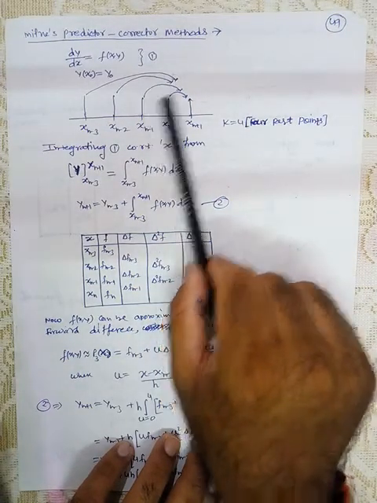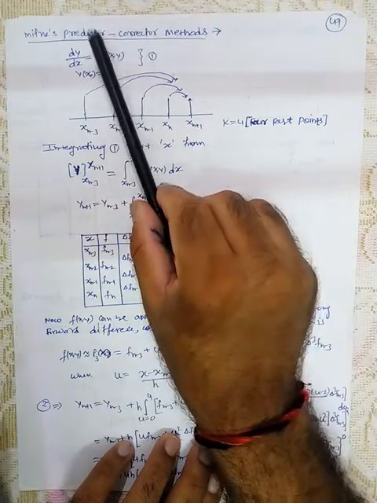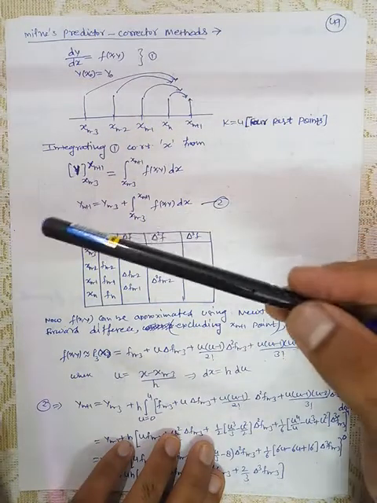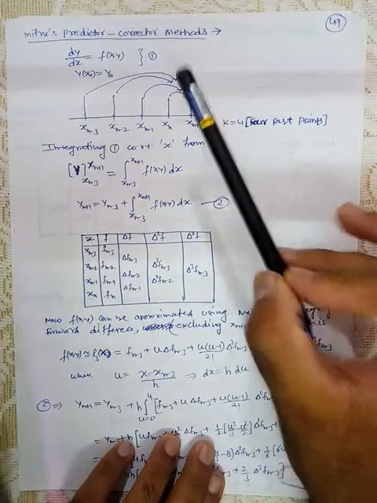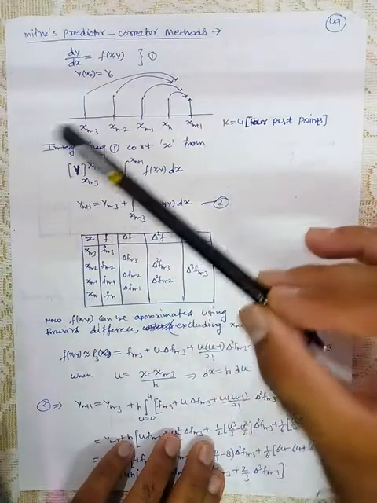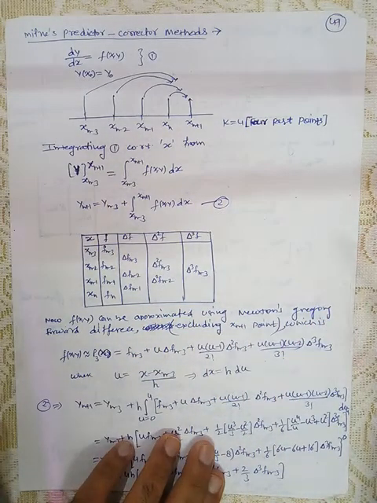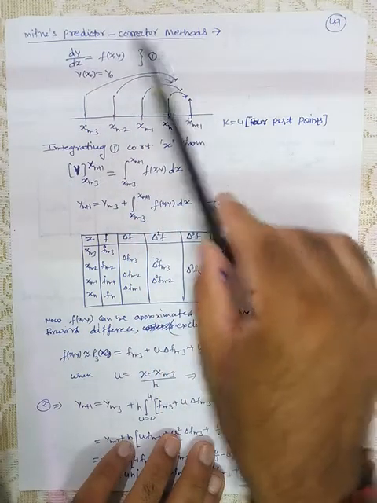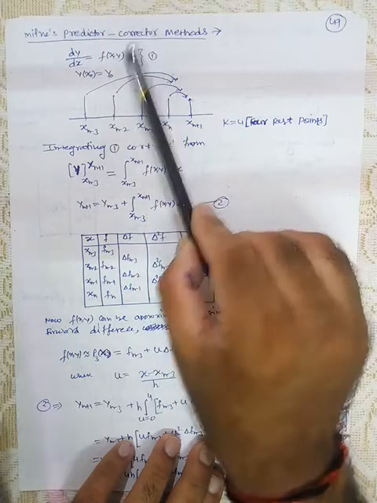Fine. So this is Milne's predictor corrector method, in which first we predict the value and then we correct the value a number of times, just like in Euler's modified method. First we predict the value with the help of Euler's method and then the value is corrected with the help of Euler's modified method scheme. Similarly, here in Milne's predictor corrector method we have two formulae. One formula is for the prediction and another formula is for the correction.